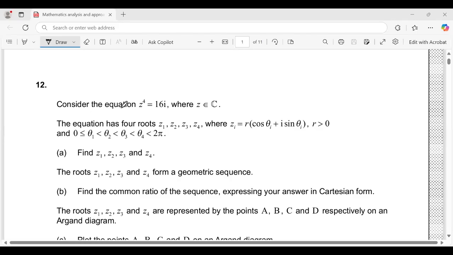Number 12. Consider the equation c to the power 4 equals 16i, where c is an element of the complex numbers. The equation has 4 roots, c1, c2, c3, c4, where ci equals r times cosine theta i plus i sine theta i, with r greater than 0, and 2 pi greater than theta 4 greater than theta 3 greater than theta 2 greater than theta 1, and theta 1 greater than or equal to 0. Find c1, c2, c3, and c4.